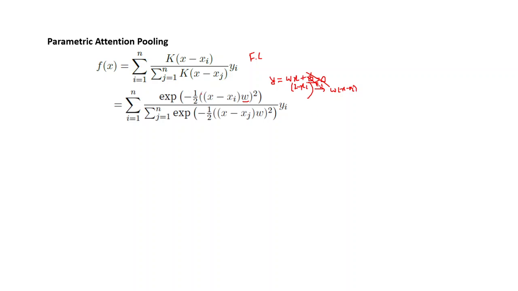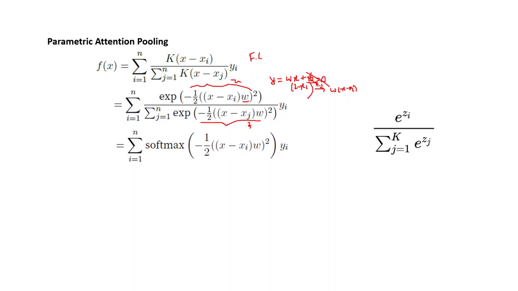So now if you look into this again, if you consider this as zi, sorry, and this as zj, we can again find the softmax. If you just consider this part, don't consider yi, this exponential part again looks like this. So obviously we'll be using the softmax over here.